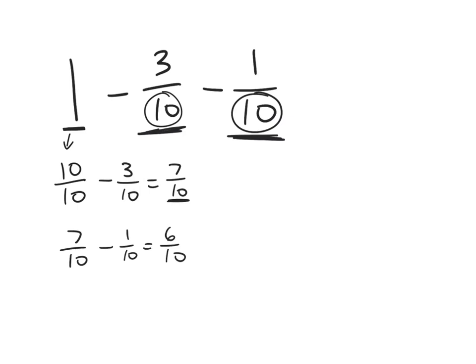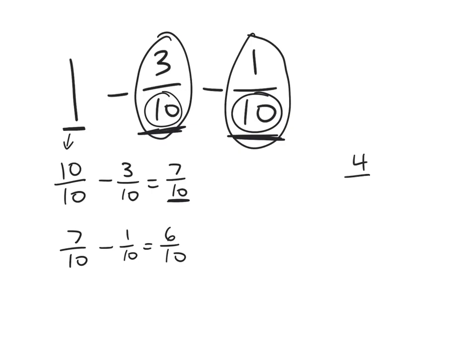Now another method I could use is I can actually combine these 2 subtrahends, or the numbers that we're going to be subtracting from the whole. I can combine them together and then subtract them from the whole. So I could combine 3/10 and 1/10 by adding them together, and that's 4/10. And then I'm simply solving 10/10, which is the same as the 1 whole, minus 4/10, which equals 6/10.